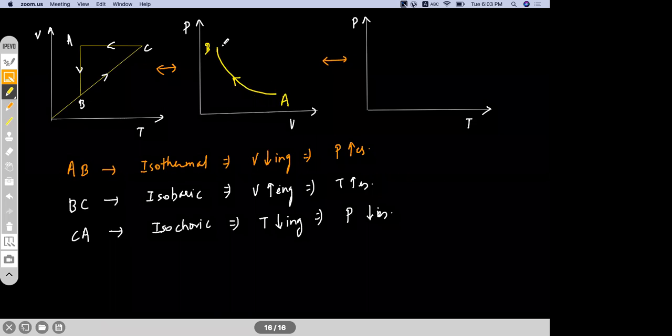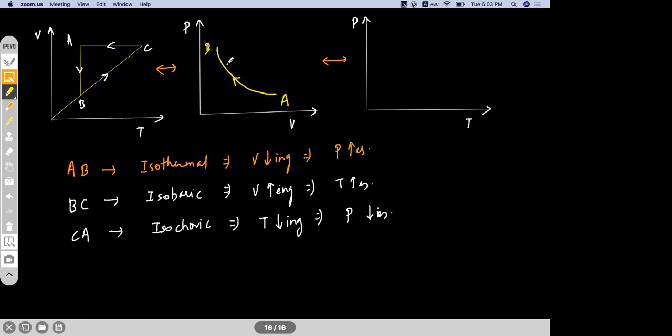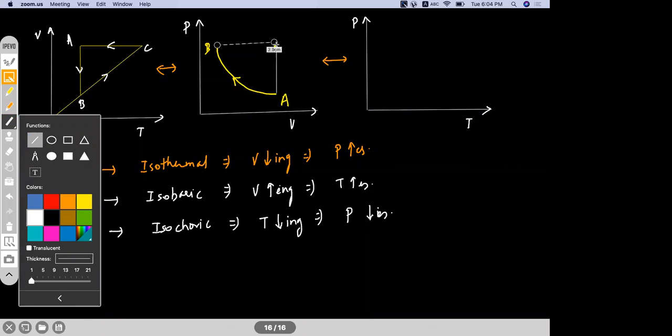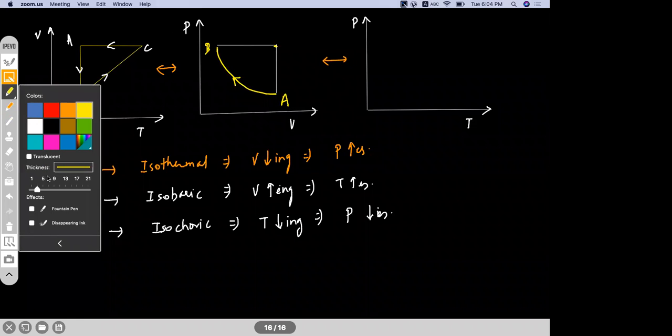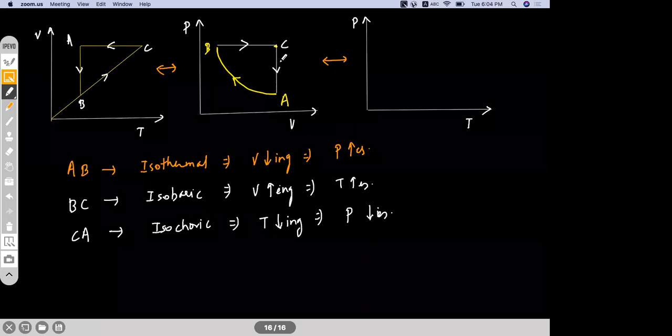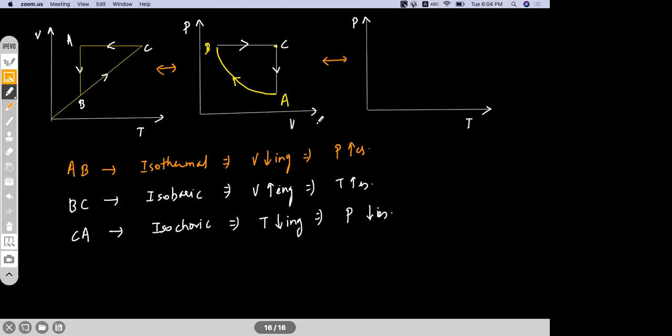B to C is isobaric. So if you take C over here, pressure won't be constant. So I'll take C somewhere here, and these two points I'll join. So we have C over here. B to C is isobaric, pressure constant, and C to A is isochoric, volume constant. Pressure decreases, volume increases, temperature increases. This is the PV graph we have. Understood?